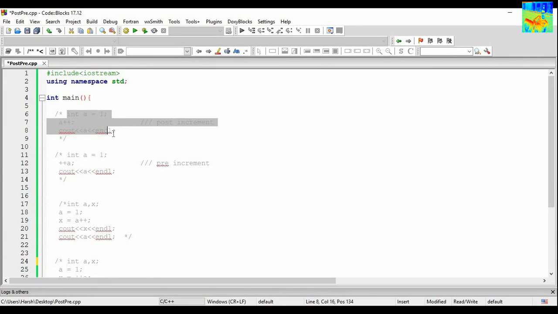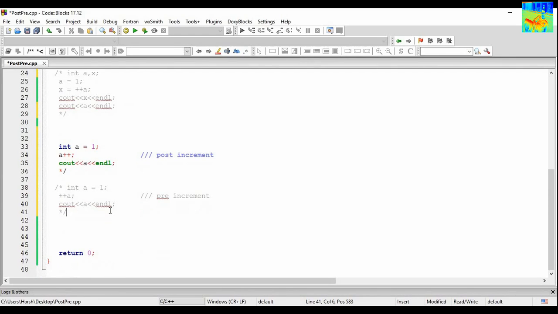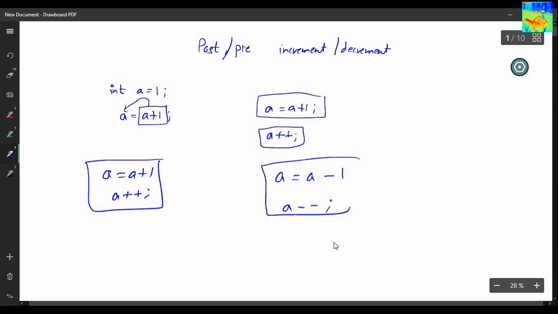So I am copying this part, Control C, Control V. So here the value of a is 1. Now I am decrementing it, so a minus minus. A minus minus means decrease the value of a by 1. A equals a plus 1 and a plus plus are both the same. Similarly, a equals a minus 1 and a minus minus are also the same.